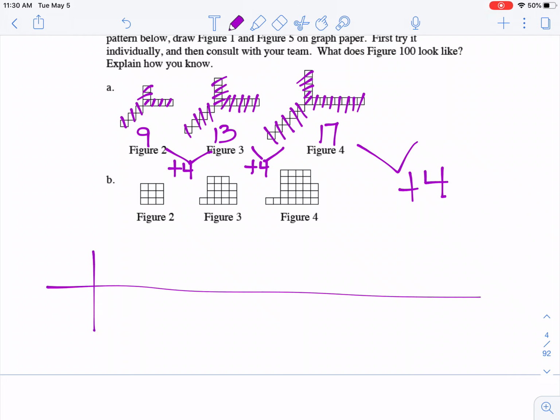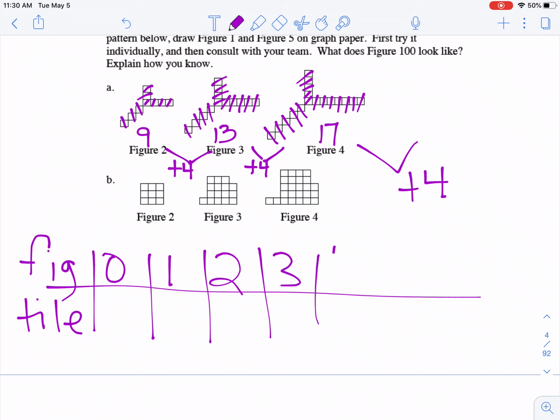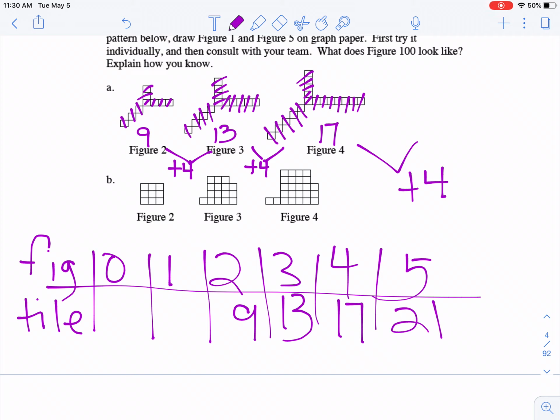I want to make a table that has the figure here and the tile pattern here. And sometimes it asks us to find figure 0, 1, and then this has 2, 3, 4, and then it wants us to probably find 5. So if figure 2 has 9, figure 3 has 13, figure 4 has 17, figure 5 would have 21 because I added 4, right? And now if I work my way backwards, figure 1 would have 4 less than the previous one. So 9 minus 4 is 5, and then figure 0 would have 4 less than that. So it would have 1 tile.